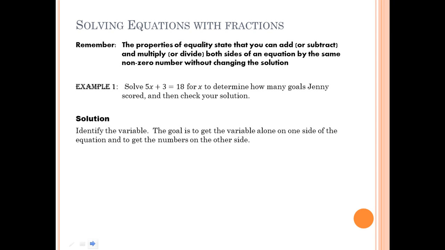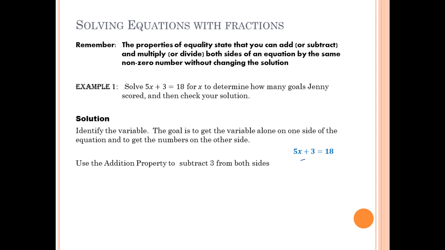So first, we want to identify the variable. Our goal is to get the variable alone on one side of the equation and to get the numbers on the other side. In looking at this equation, the variable x is on the left side. So to solve this, we want to get x on the left side by itself and the numbers on the other side. So first, we are going to use the addition property to subtract 3 from both sides.